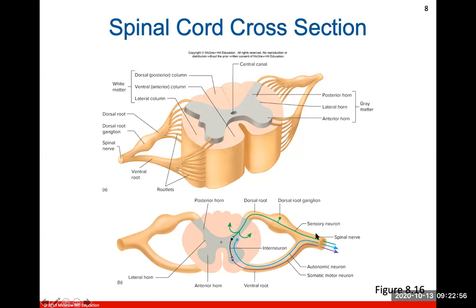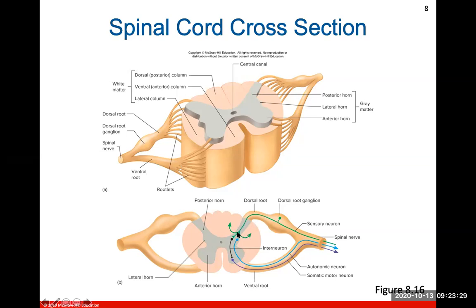So coming into the spinal cord at each segment are spinal nerves, and we divide the spinal nerve into the dorsal root, coming into the posterior side of the spinal cord, and the ventral root or anterior root coming off the front of the spinal cord segment. On the dorsal root side, we have a dorsal root ganglia, which contains the cell bodies of sensory neurons.